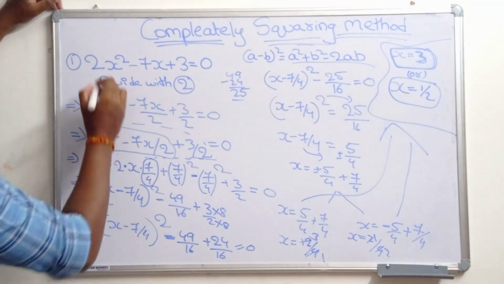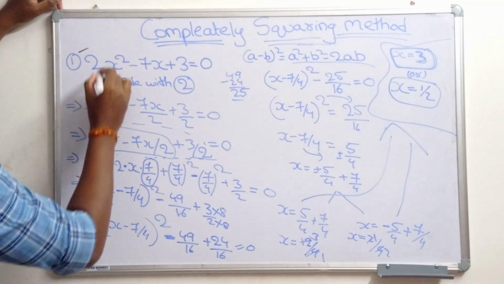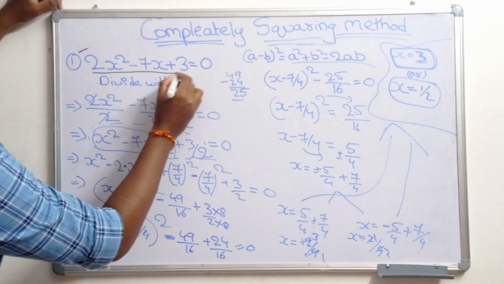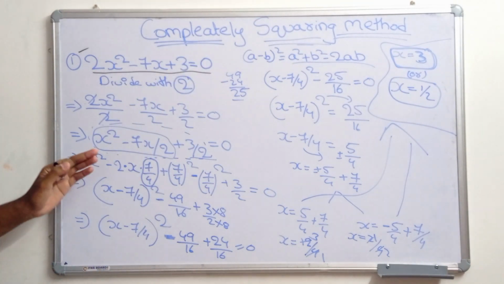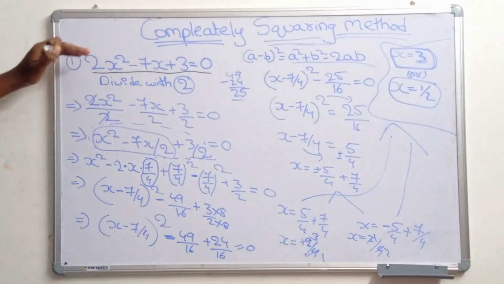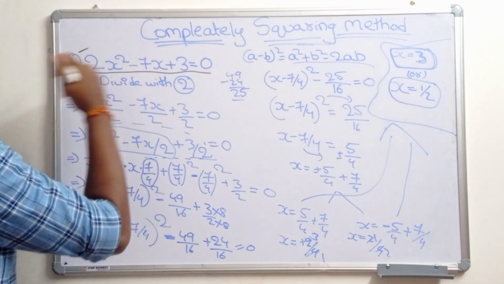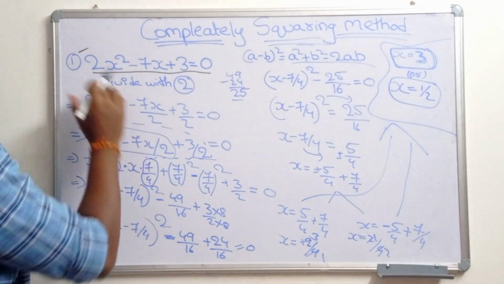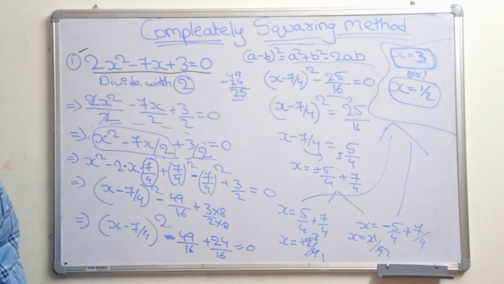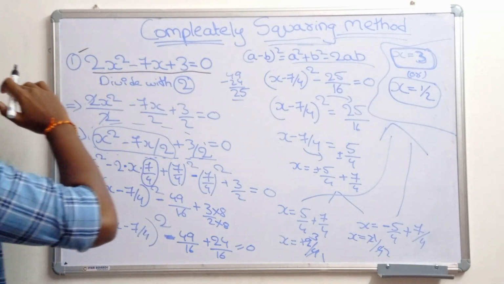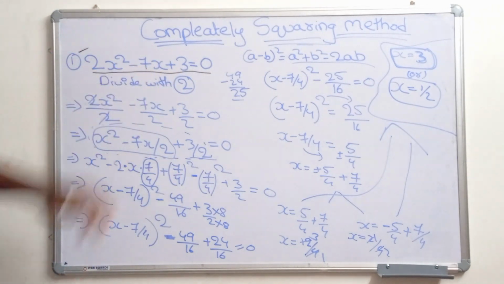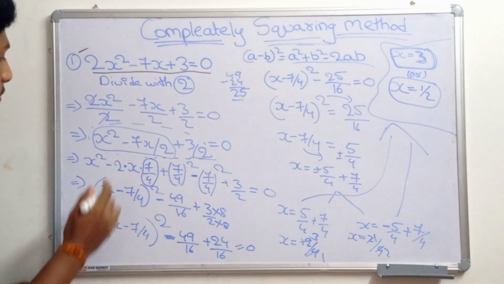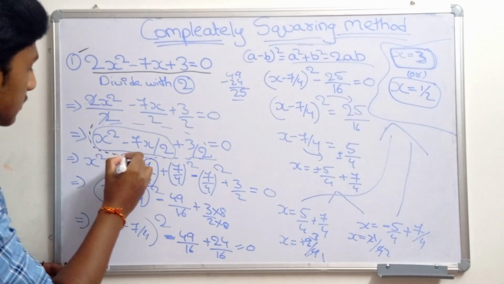So guys, this is the given equation. 2x square minus 7x plus 3 is equal to 0 is the given equation, guys. Now the first step is we have to make the coefficient of x square to be 1. So to make the coefficient of x square 1, we have divided the complete equation with 2. If you have here 3, we will divide the complete equation with 3. So after dividing with 2, this is the equation which you have.